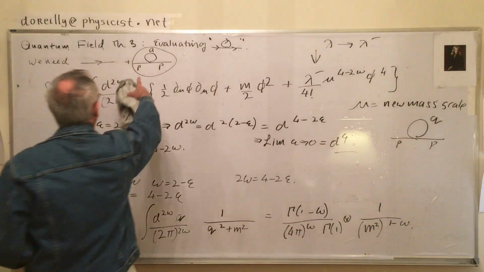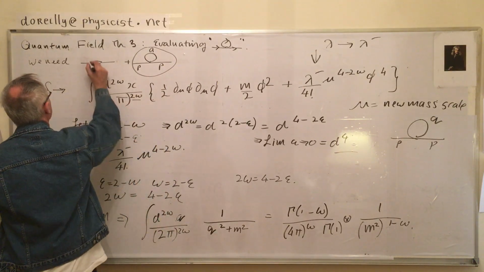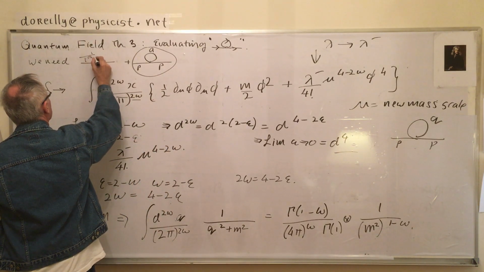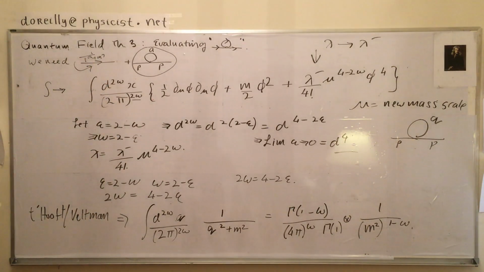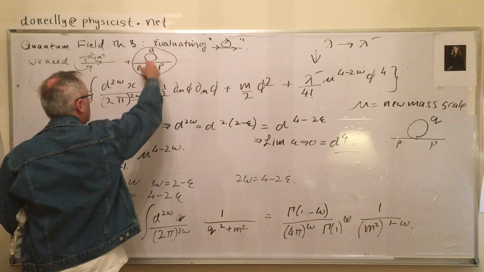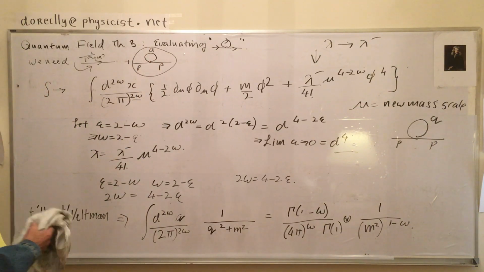We're evaluating this guy here, by the way. This is just 1 over p squared plus m squared. It's done already, isn't it? It is the propagator. This is a propagator, and a loop integral. I've gone through all this already.